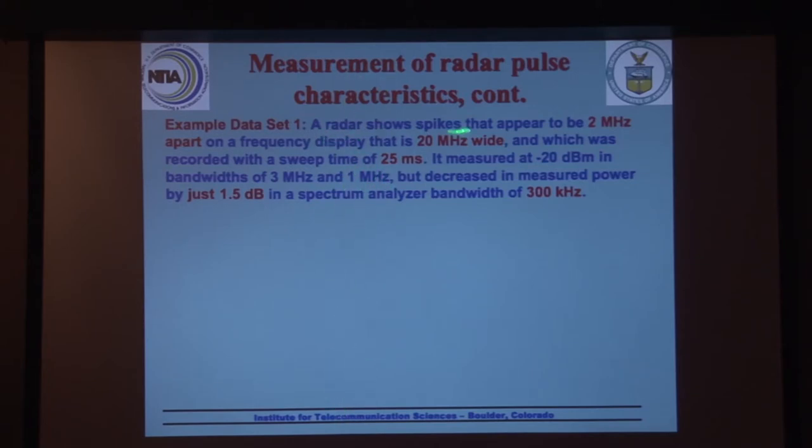But you get a radar whose spikes seem to be 2 megahertz apart on the frequency display, which is itself 20 megahertz wide, recorded with a sweep time of 25 milliseconds. You measured minus 20 dBm in bandwidths of 3 megahertz and 1 megahertz, but when you went down to smaller bandwidths, the measured power dropped by 1.5 dB when you went to 300 kHz.